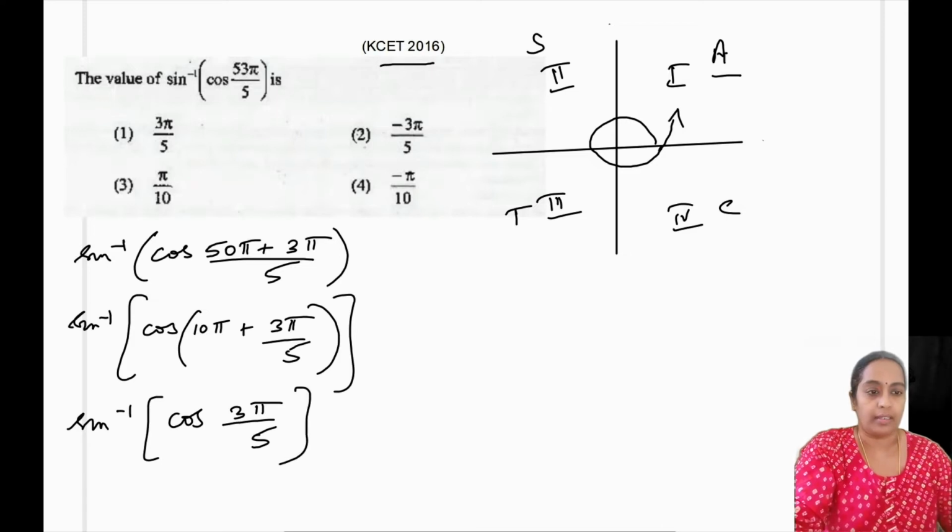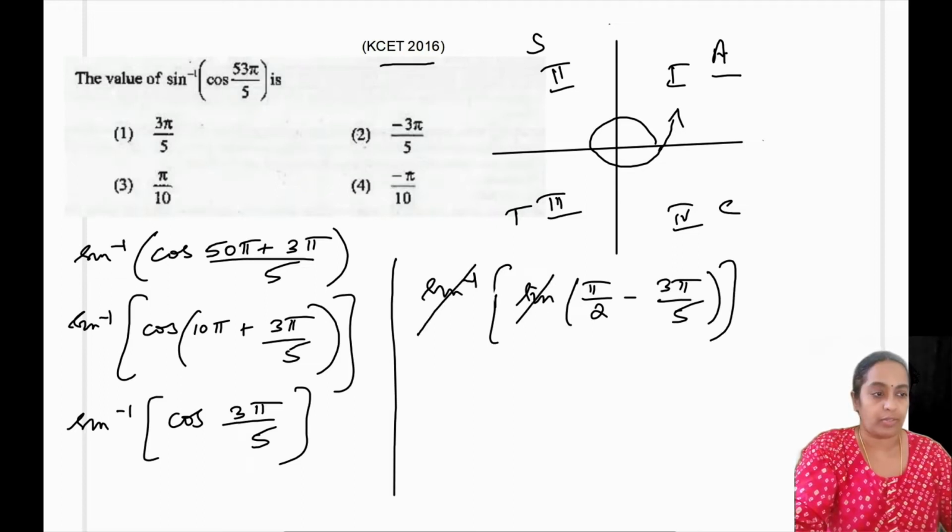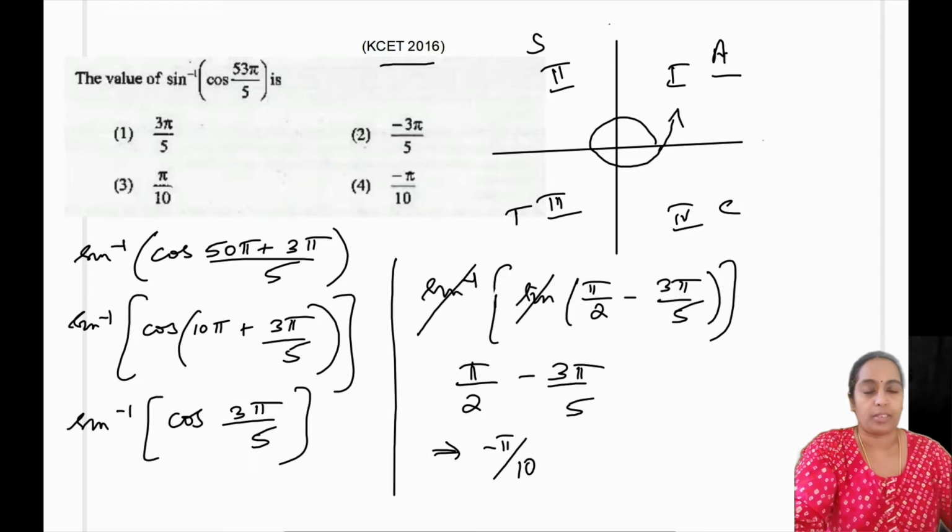So now here we have the sine inverse function and we have the cos function. So let's change this cos to sine. So sine inverse of cos, where cos theta is sine of 90 minus theta. So this is going to be sine inverse of sine of 90 minus 3 pi by 5. So now sine inverse and sine are getting cancelled. So we are left with pi by 2 minus 3 pi by 5. So when we take the LCM, we get the answer which is minus pi by 10. So option 4 is the correct answer.